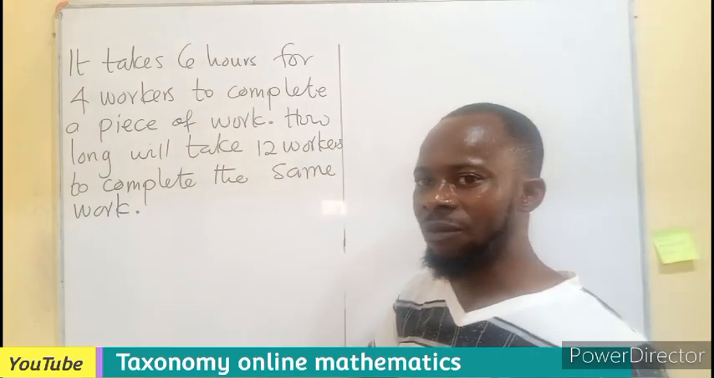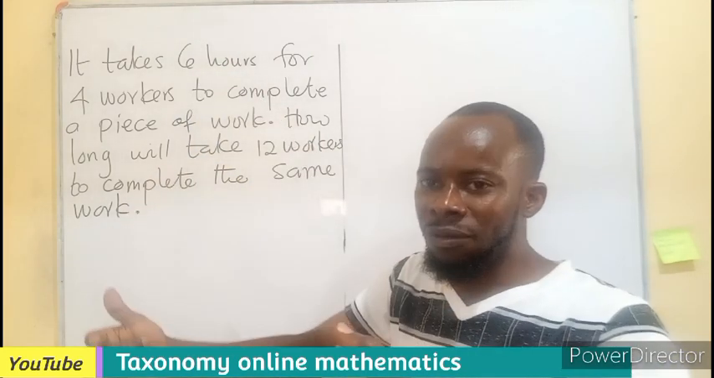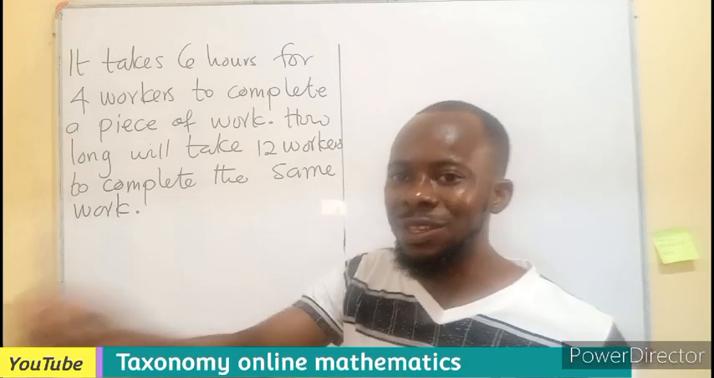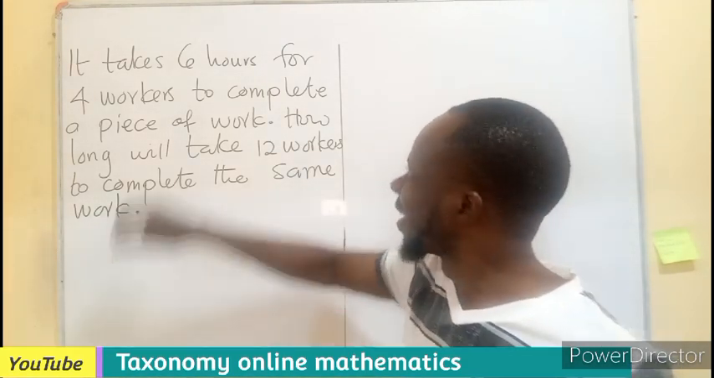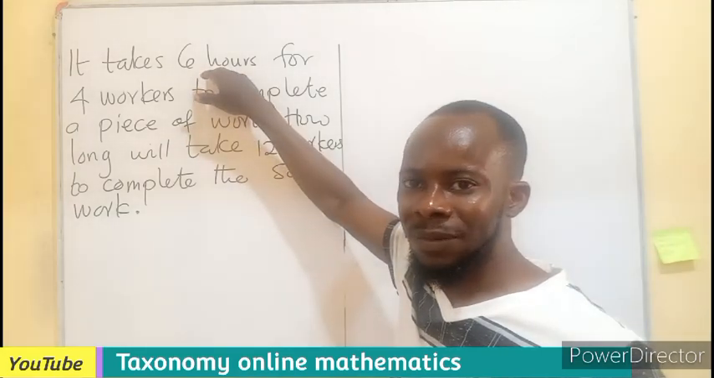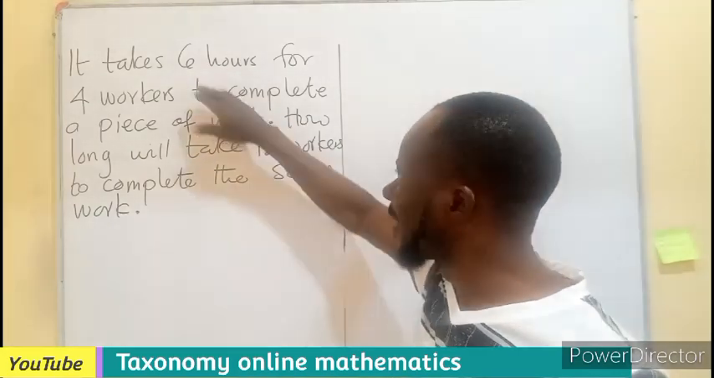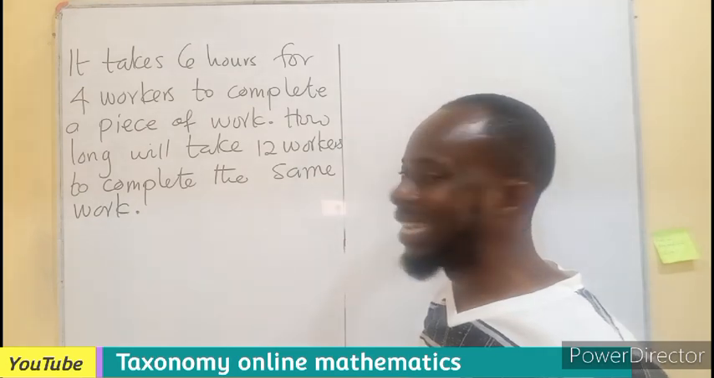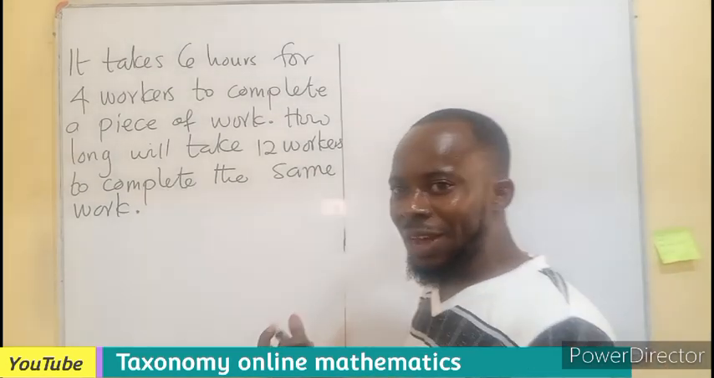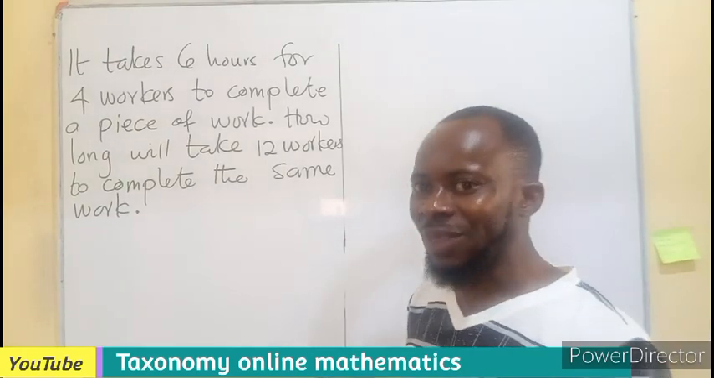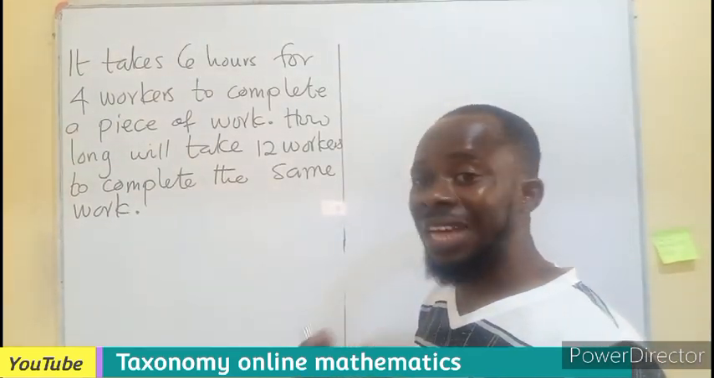They are increasing from 4, 10, up to 12. It means the number of hours you would need to finish that work will be far, far less than 6 hours. Do you get the point? So this means that we are going to deal with indirect proportion. Now that we are okay with whether direct or indirect, we can start solving.